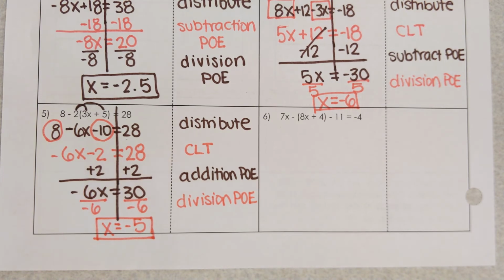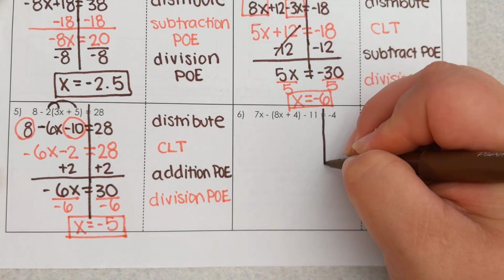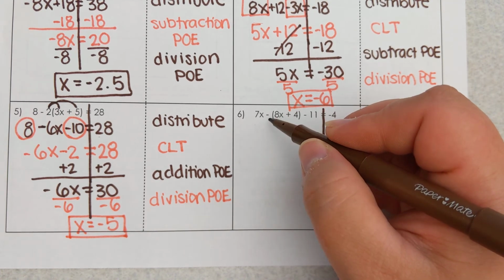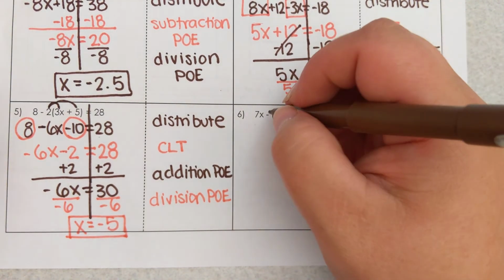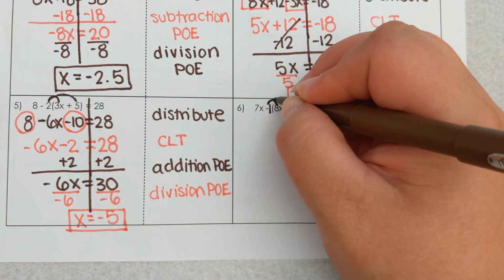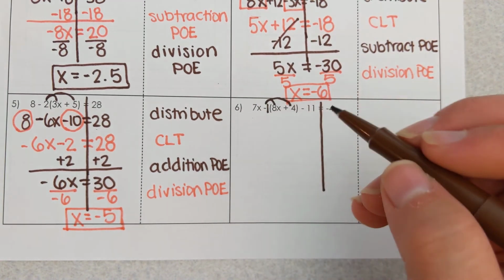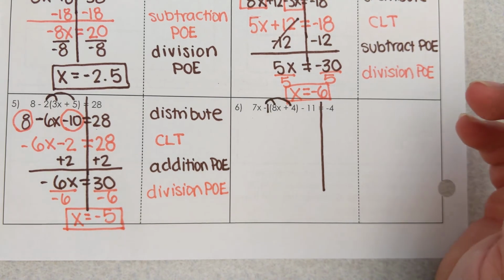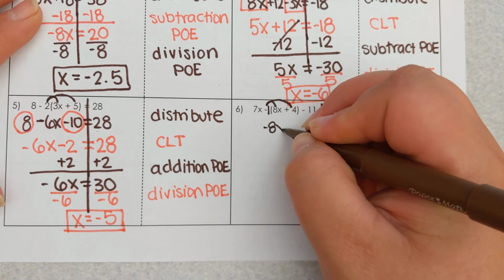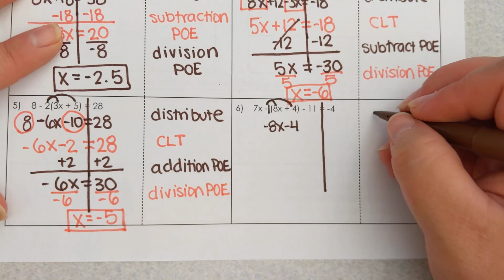Okay, and then on number 6, the very last one, I'm going to put my equation wall up there, and then I'm going to look in front of this parentheses. Well, there's no number. We are always allowed to put a 1 in front if we need it. So that's like multiplying by negative 1 times both of these. That 7x is not directly in front of the parentheses. There's a minus sign in between them. So that's not what you multiply to the rest. So then that makes negative 8x, negative 4, and that's me distributing.